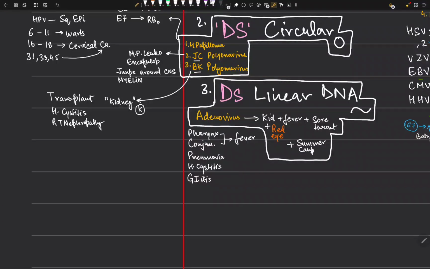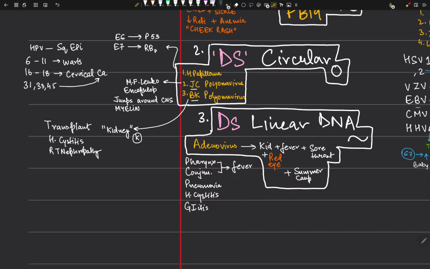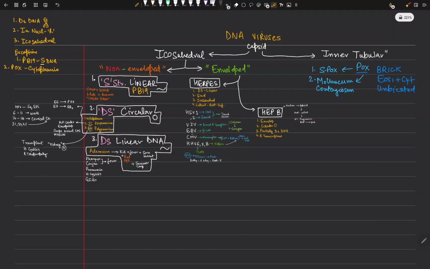HPV is important for P53 and RB, E6 and E7. So HPV is P53 and retinoblastoma protein destruction. Herpes virus is latent forever, like squatters in the basement. And adenovirus is eye, throat, bladder, lungs. So that's the whole summary of DNA viruses.